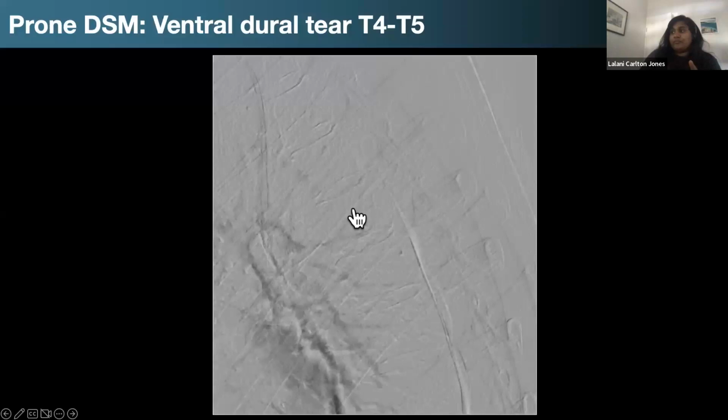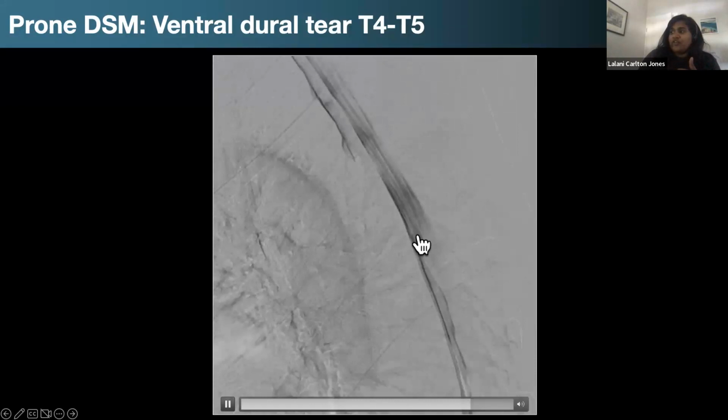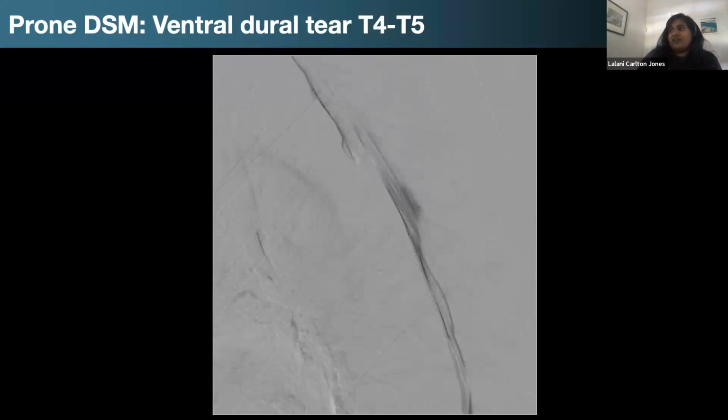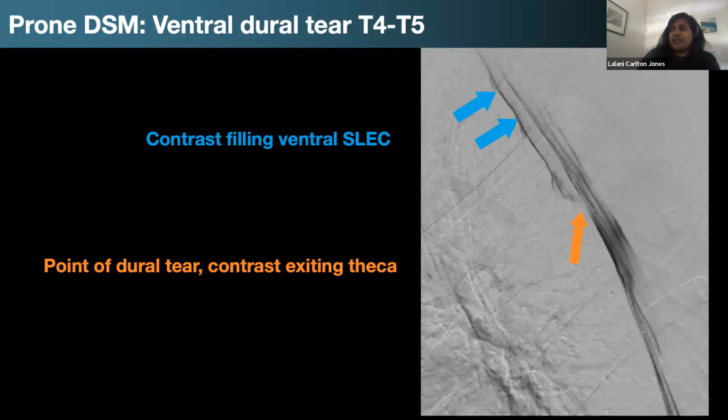Here's an example of a digital subtraction myelography. You can see the contrast coming up, and you can see the exact point at which it's egressing in the spine. This was a leak at T4, T5. So these are really nice for showing temporal examples of CSF leak. So here, the point of dural tear, contrast exiting the theca, and contrast filling that ventral epidural fluid collection.